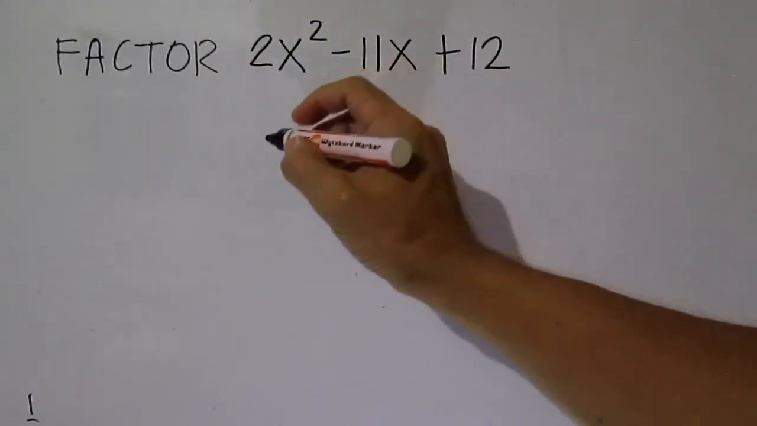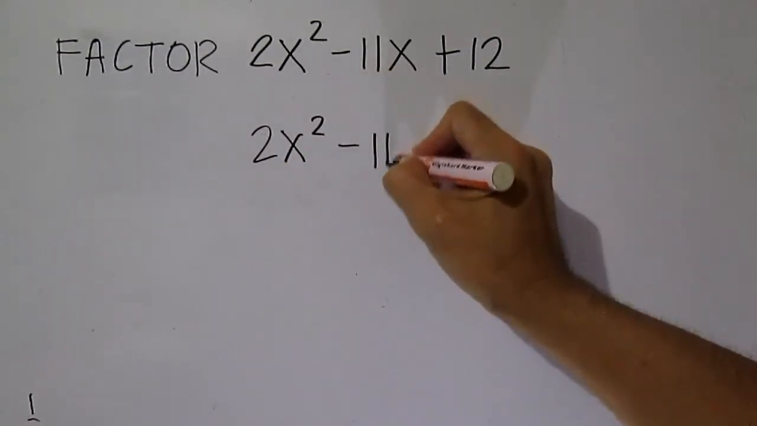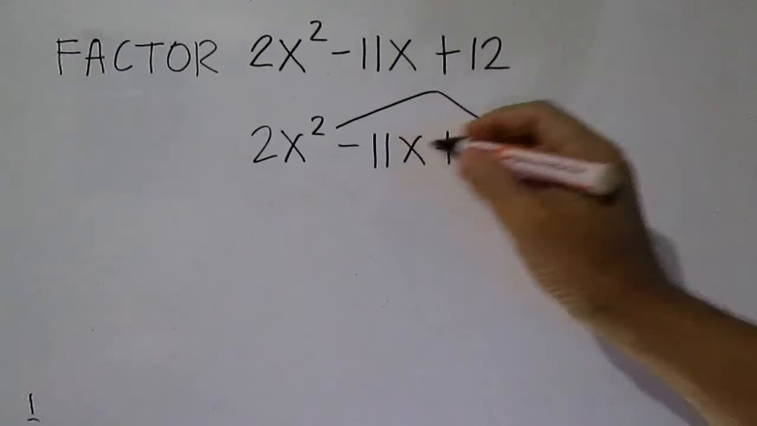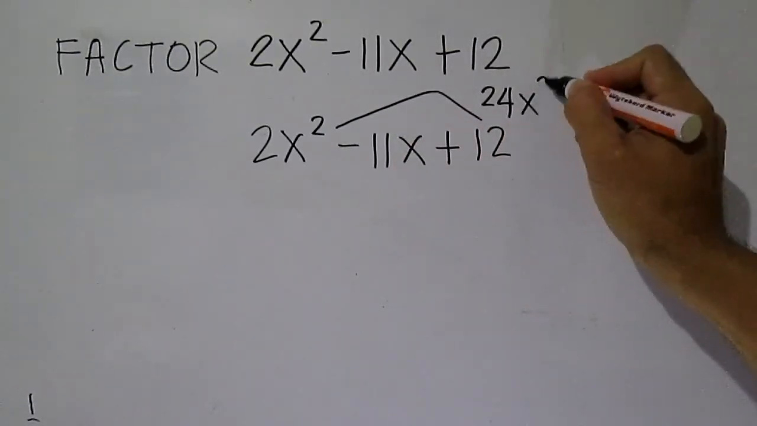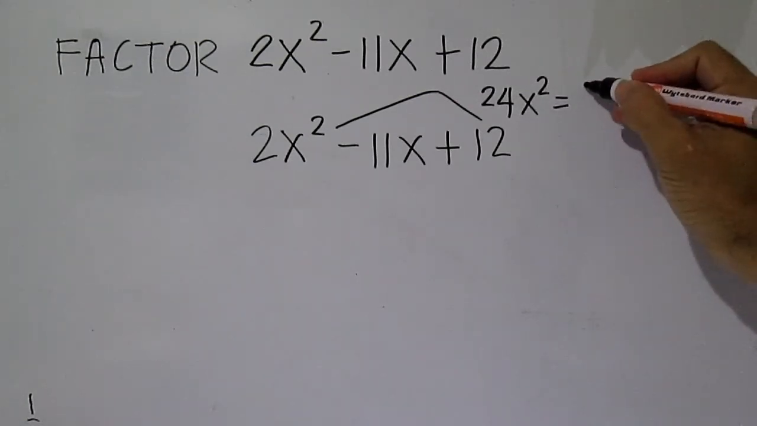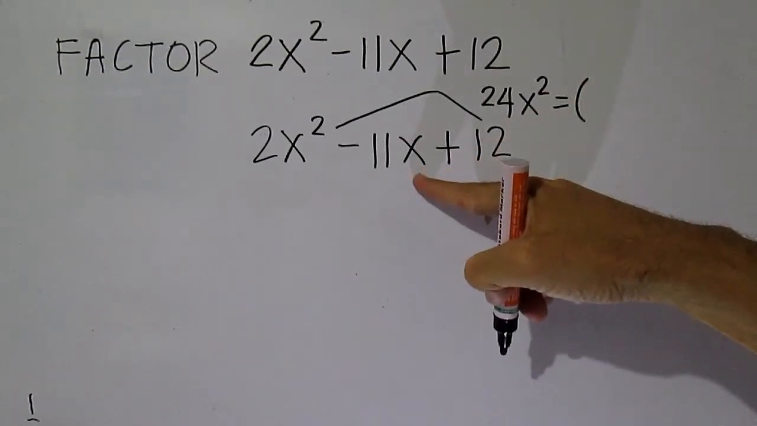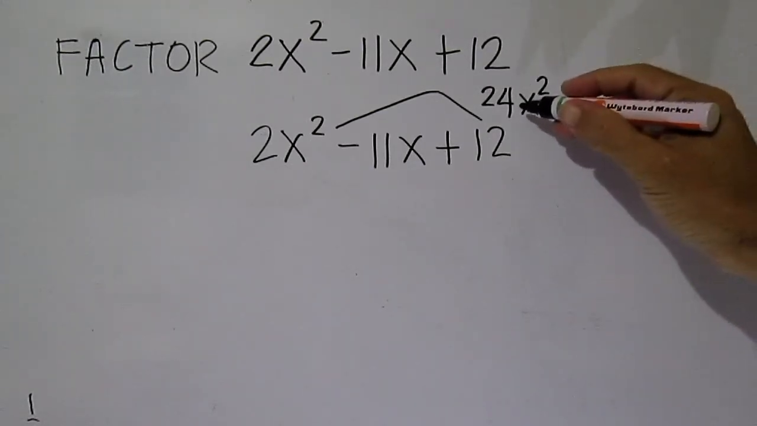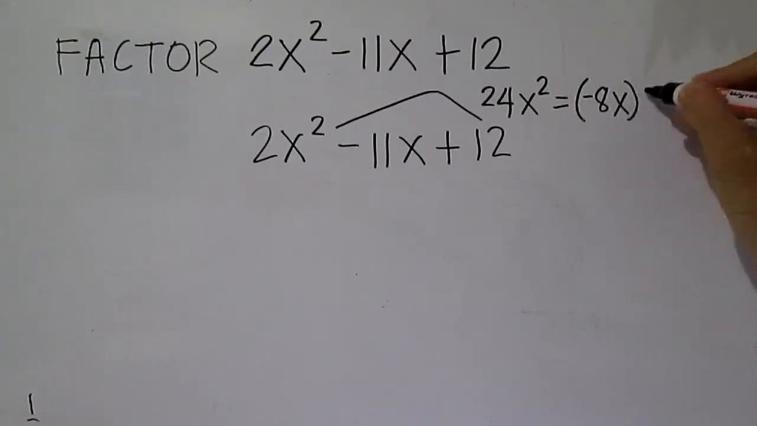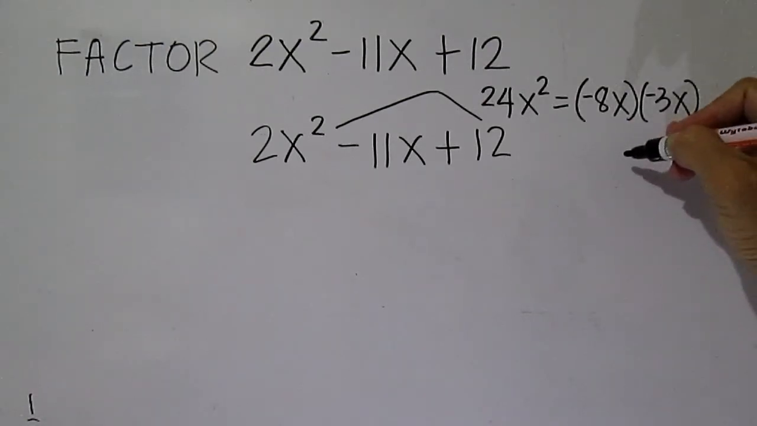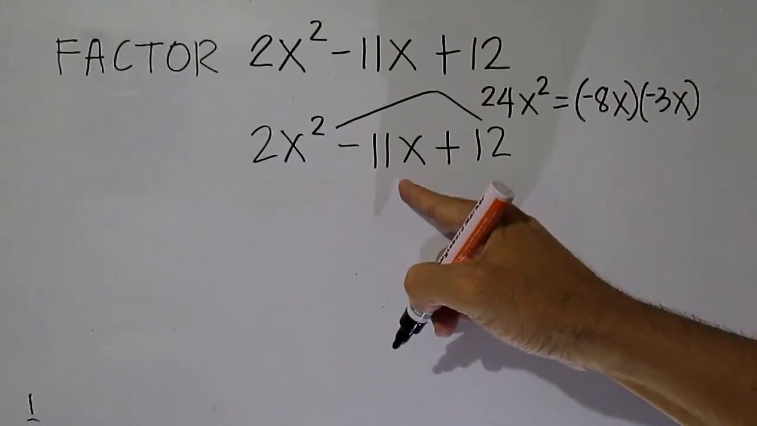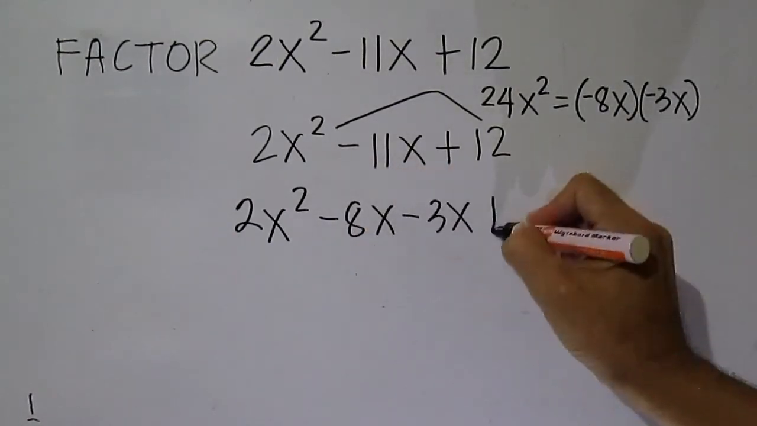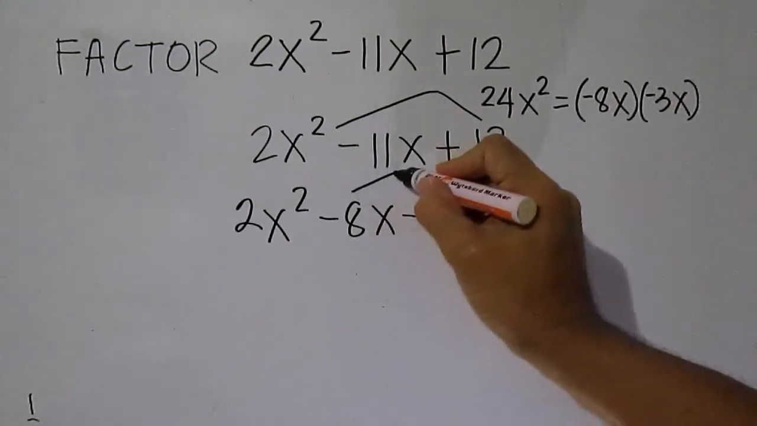Factor 2x squared minus 11x plus 12. To factor 2x squared minus 11x plus 12, first multiply the leading term and the third term. 2x squared times 12 is 24x squared. Then find two factors that will give you a product of 24x squared and a sum of negative 11x. We have negative 8x and negative 3x. Negative 8x plus negative 3x is negative 11x. Split negative 11x: 2x squared minus 8x minus 3x plus 12. Remember that this sums up to negative 11x.